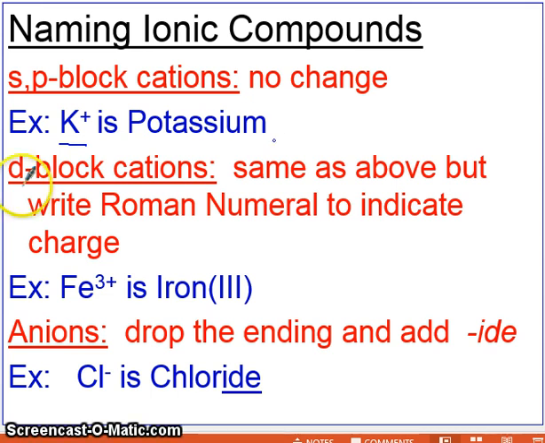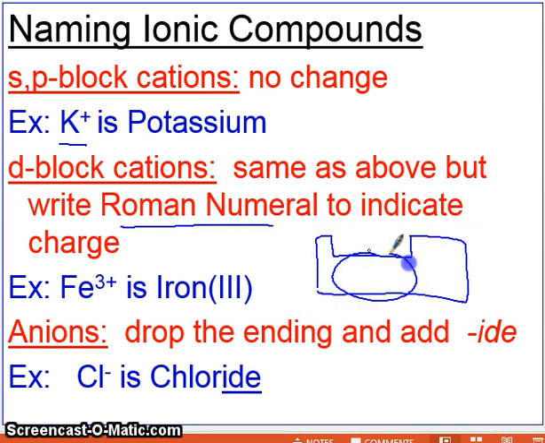If the cation comes from the D block, which is from the middle of the periodic table, you still say the name as you would above. If it was iron, you'd still say iron, but then you would use a Roman numeral to indicate the charge. And this is necessary because from the D block, remember, you can have more than one type of ion. For these elements, it could be +1, it could be +2, it could be +3, we don't really know, so you have to indicate the charge.